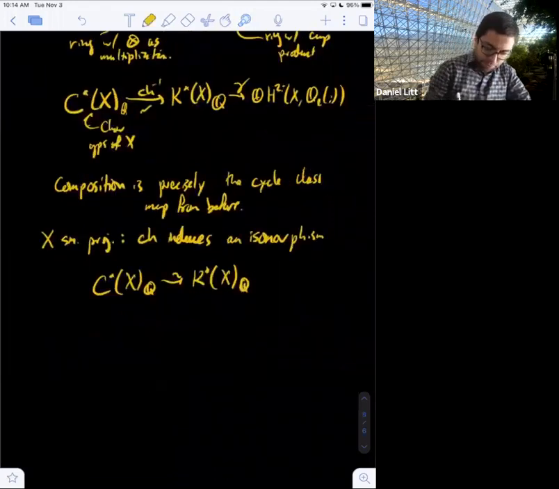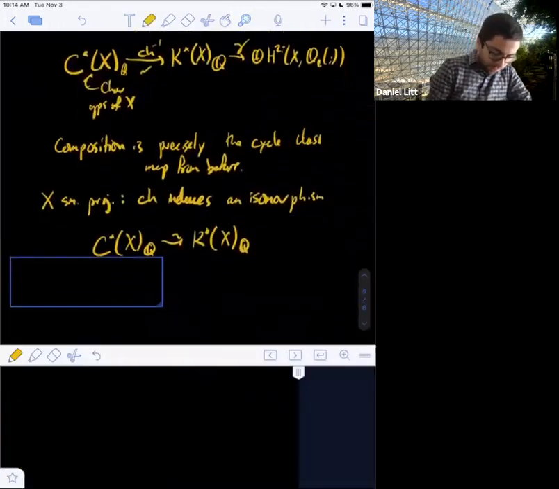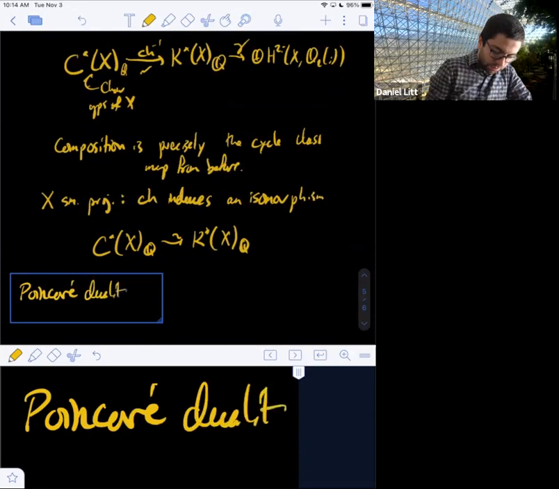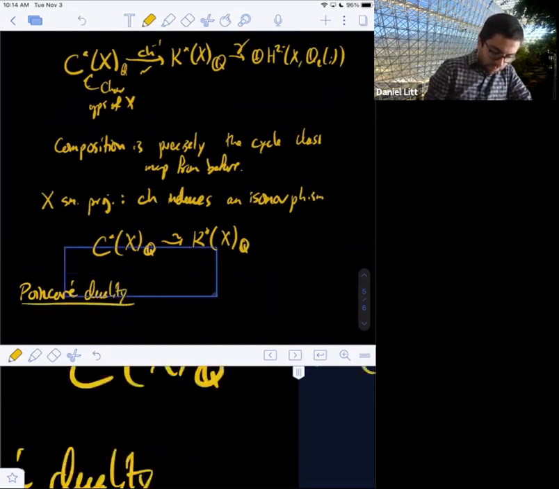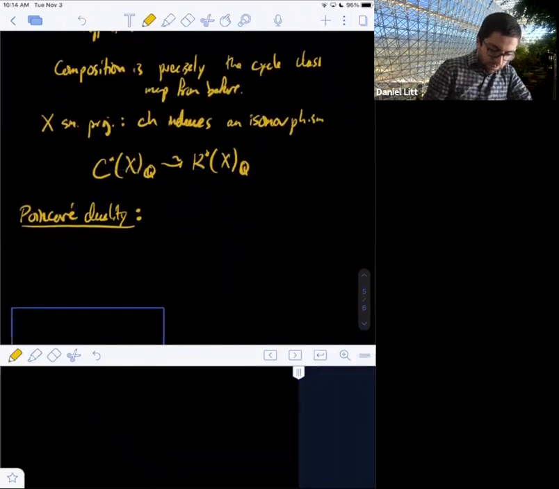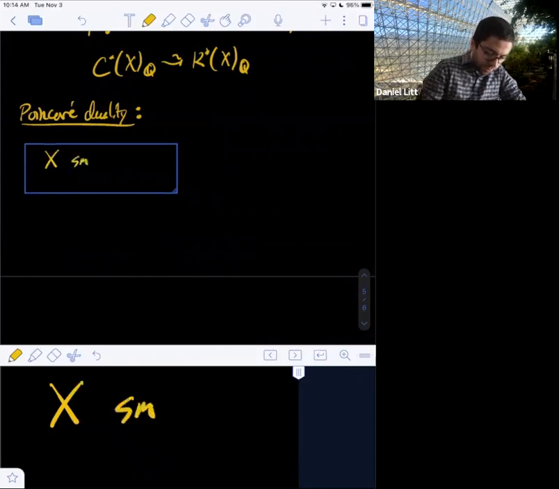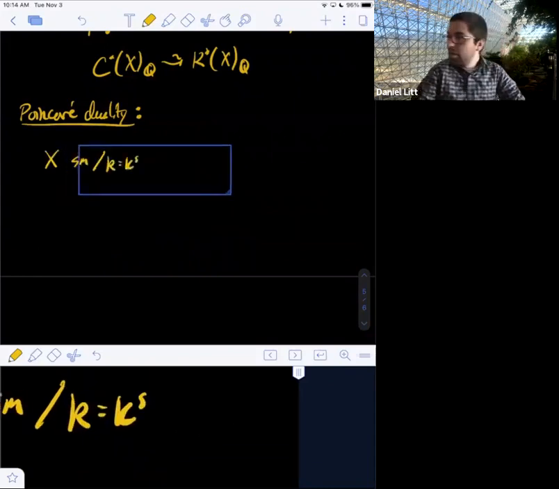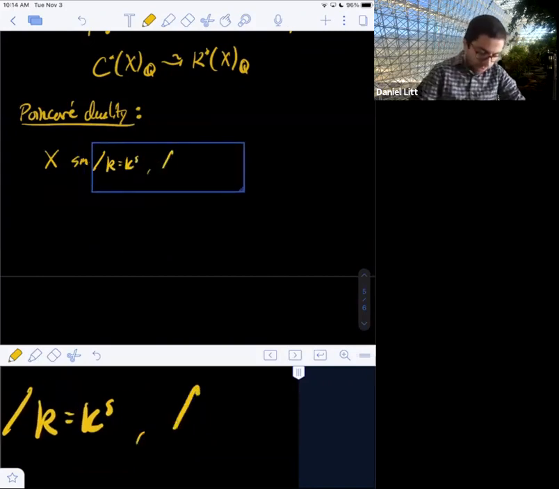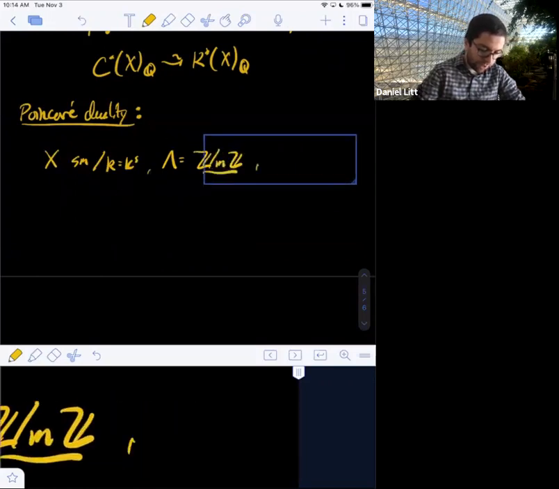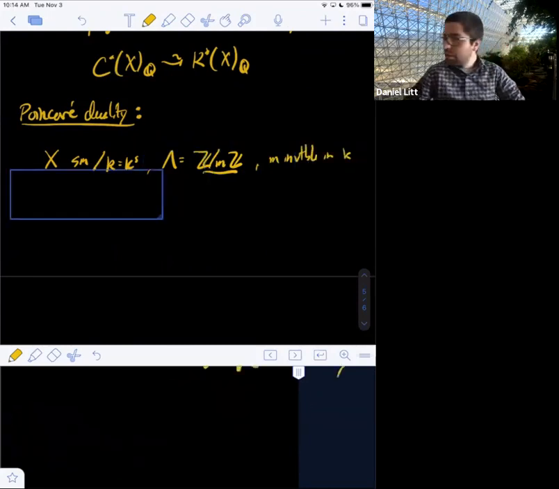All right, so if not, let me talk about Poincaré duality a bit. So what's the theorem? Here X is going to be smooth over a separably closed field K, and lambda is going to be the constant sheaf Z mod mZ, where m is invertible in K. And then the theorem is as follows.